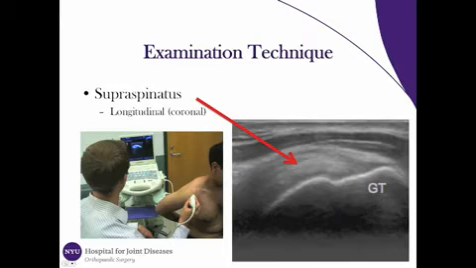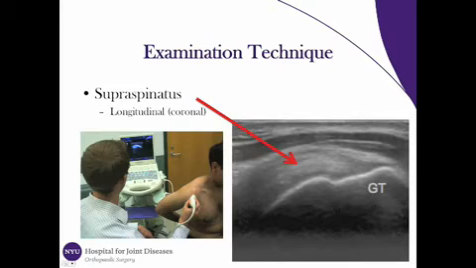The next structure to be imaged is the supraspinatus tendon. This is done in the longitudinal plane. To image the supraspinatus tendon, the patient's arm and shoulder must be slightly extended and internally rotated to bring the supraspinatus tendon out from underneath the acromion. The probe is positioned just anterior and lateral to the acromion, in line with the supraspinatus tendon fibers. The image produced should be similar to the one on the right.